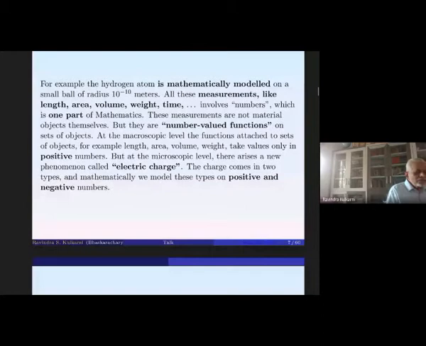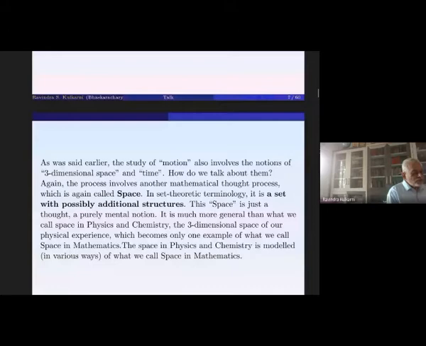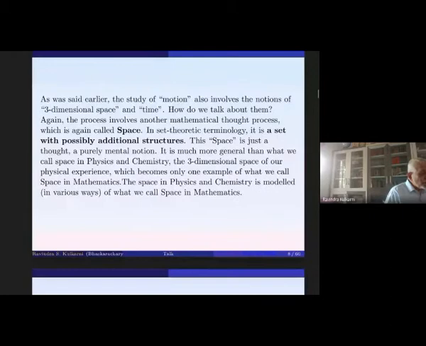Now, as was said earlier, the study of motion also involves the notions of three-dimensional space and time. Now, how do we talk about this three-dimensional space? This is a space of our human experience. And how do we talk about time? Again, this process involves another mathematical thought process, which in mathematics we again call space.